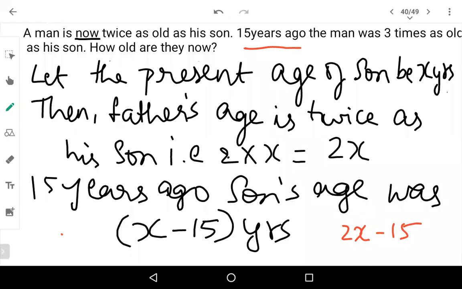Okay. Now, we have understood 15 years ago. Until here we have understood. Now, let us move on further. The next sentence says, a man was 3 times as old as his son. Correct? Man was 3 times as old as his son. So what we are going to do is, just hold on.